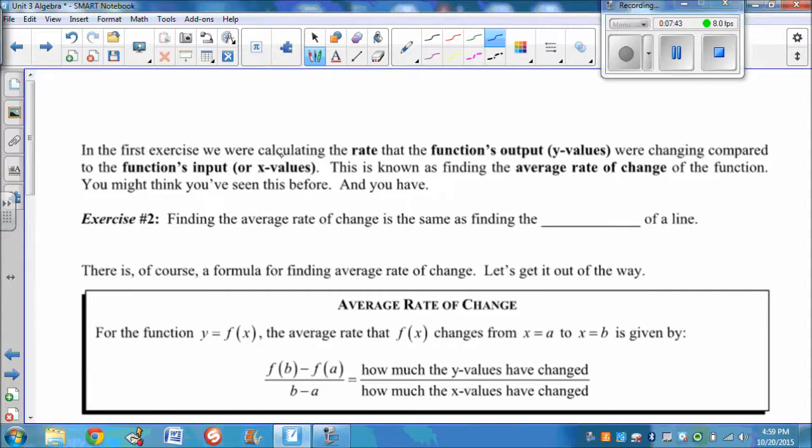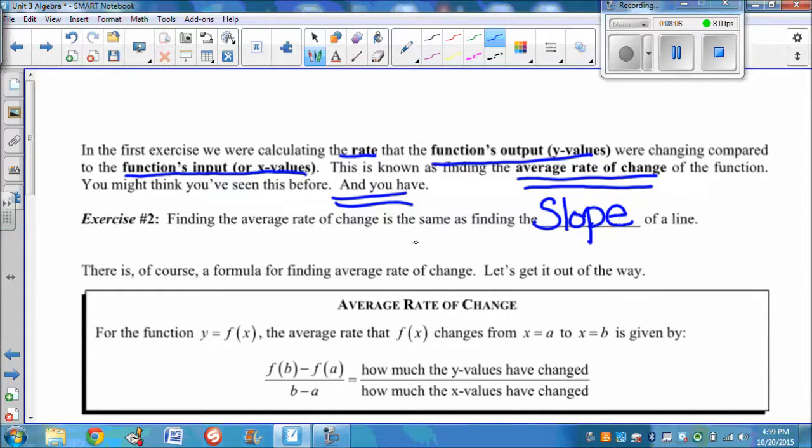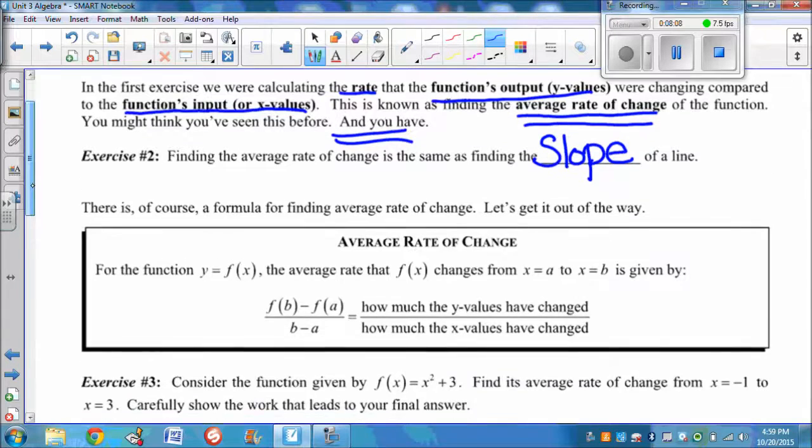Now it says in the first exercise we are calculating the rate that the function's output, y values, were changing compared to the function's input, or x values. This is our average rate of change. So you might think you've seen this before, and you absolutely have. Finding the average rate of change is the same as finding the slope of a line. Average rate of change for a line is the slope.